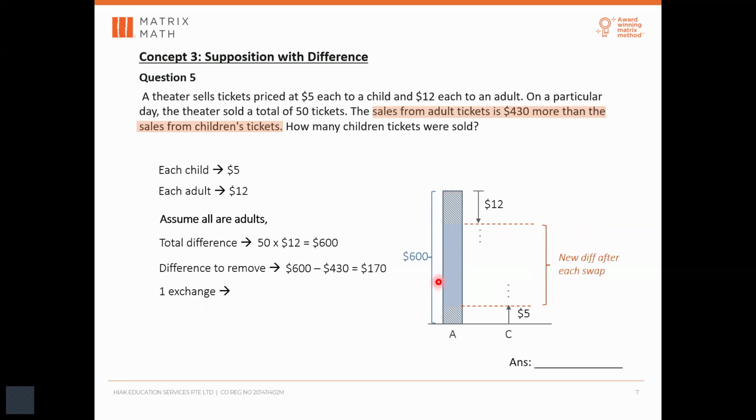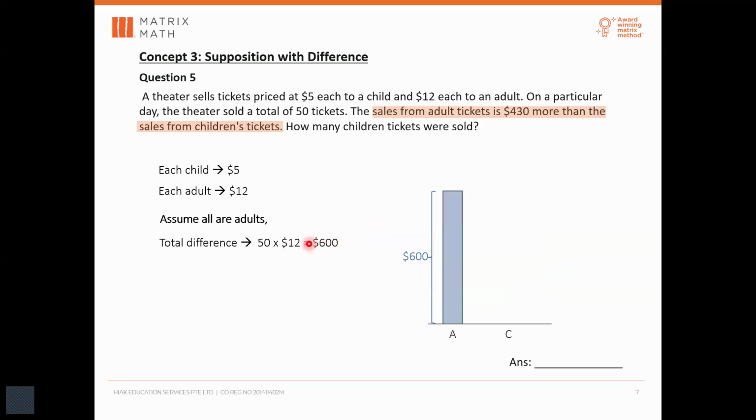If you compare the original difference and the new difference, how much did the difference drop by? Confused, huh? Okay. Wait, this $600, you understand? Let me just go back a bit. So $600, basically, if you're saying all of them are adults. Here, this one's $0. The difference is $600. But the question says the difference is $430. So I need to remove this one. Understand?